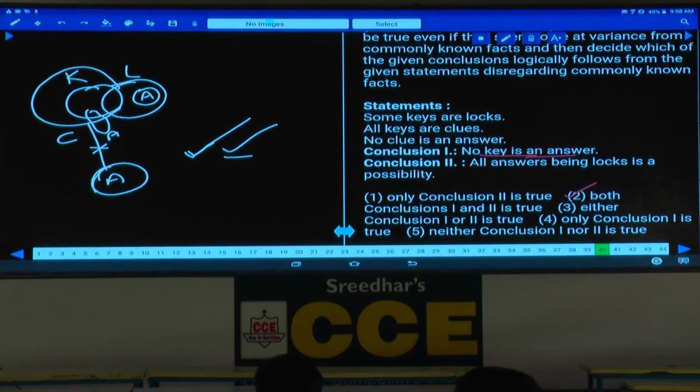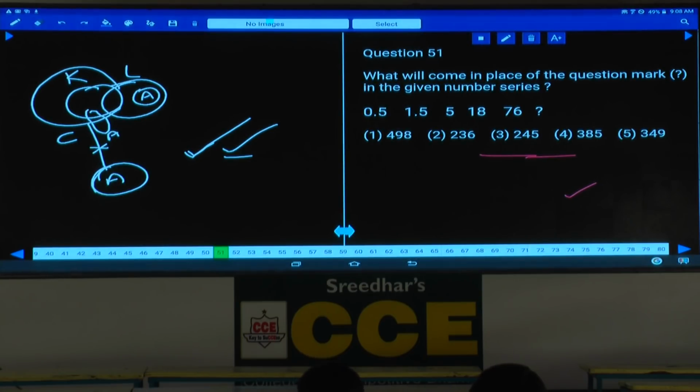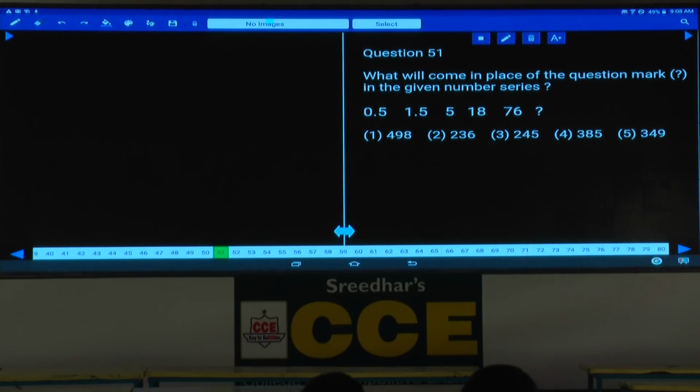Number series is there? Question numbers, number series 51 to 55. Now as question number 51, any answer to this one? 0.5, 1.5, 5, 18, 76. If you observe here, the choices are 400, 200, 300 and so on. Hence, the numbers are increasing at a very faster rate, 0.5 and then 1.5.